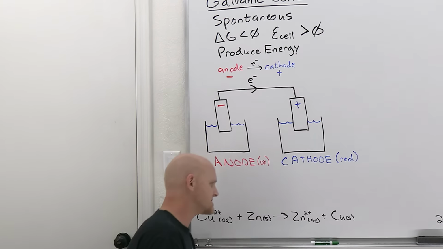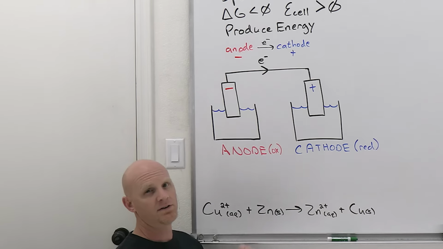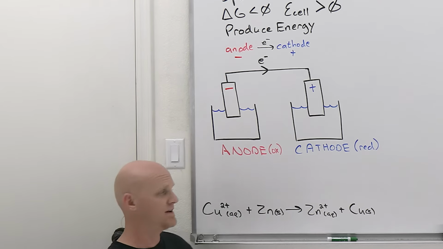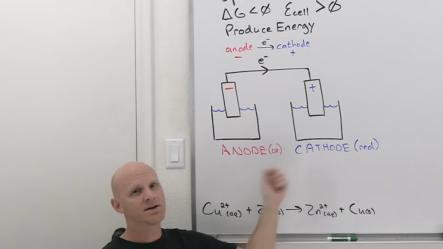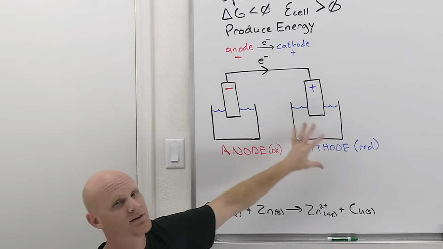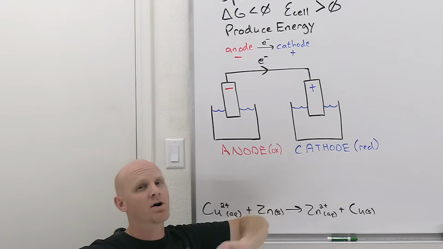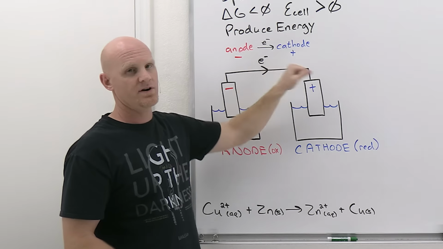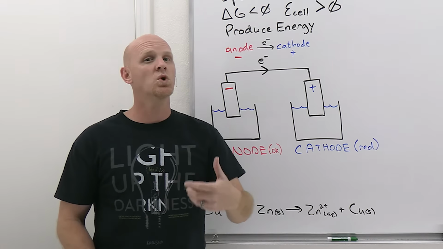If we identify some things here, we've got copper 2+ turning into copper. Notice its oxidation state is going down, and that's why they call it reduction. So copper 2+ is being reduced, which means that's what's going to take place at the cathode. In a galvanic cell, we actually separate the oxidation and reduction half reactions into two separate compartments. That way the electrons have to travel through the wire from one to the other, and while they're traveling through that wire, they have the potential to do work.